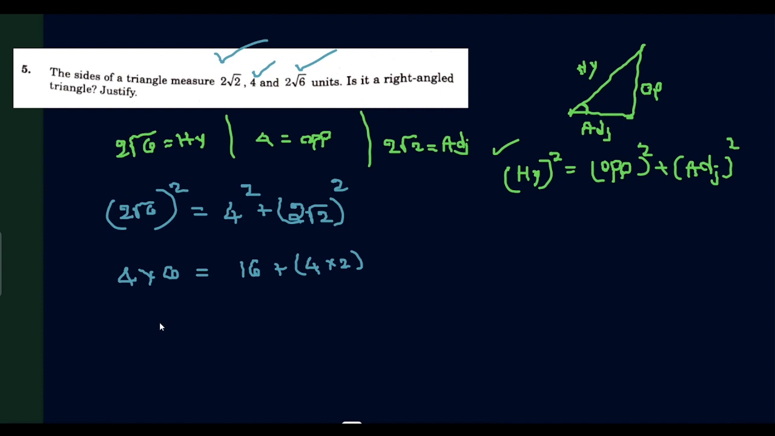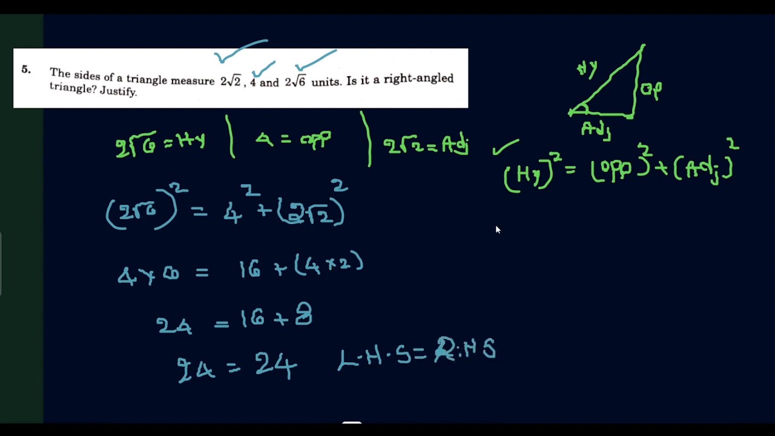Now 4 6 are 24, plus 16, plus 4 into 2 is nothing but 8. Now on our LHS we have 24, and 16 plus 8 is nothing but 24. So LHS is equal to RHS, right? So simply, it satisfies the Pythagoras theorem.